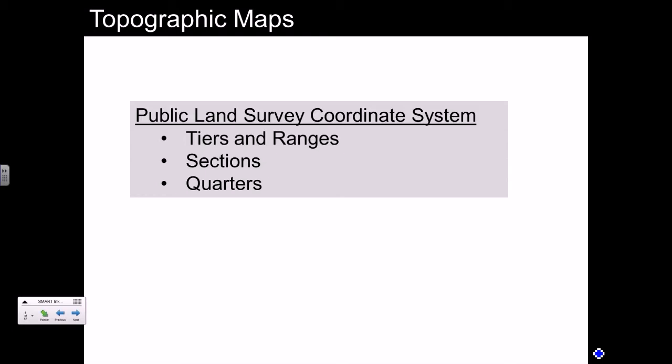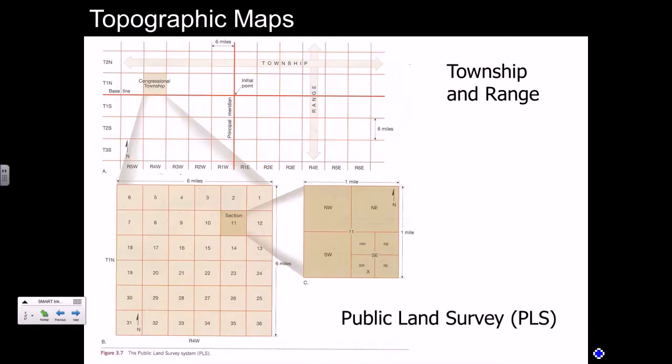We'll discuss tiers and ranges, sections, and quarters. These represent the scaled breakdown of different increments of measure in one of these systems. This shows you a series of those scales. At the top, we've got the tiers and ranges, we've got sections, and then we've got quarters or quadrants, and I'll talk about each of those separately.